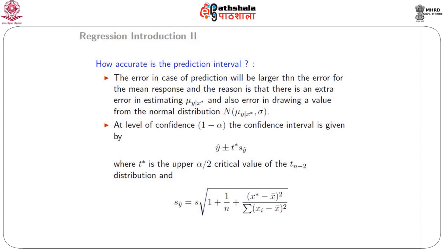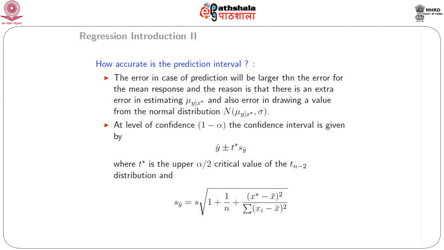Now, the error in case of prediction will be larger than the error for the mean response, and the reason is that there is an extra error in estimating mu subscript y given x star, and also there is error in drawing a value from the normal distribution, normal with mean mu y given x star and sigma.